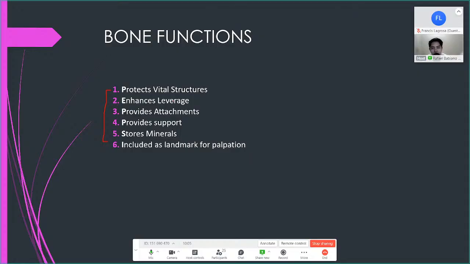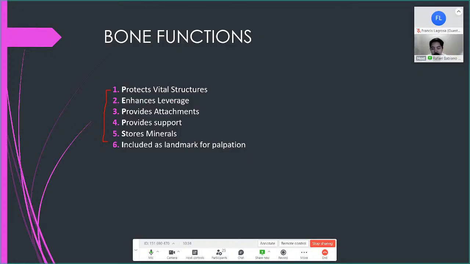Okay, like for example, if you are punched, they don't easily damage your organs unless, of course, the force is too strong. But in general, they protect the vital structures in our body. Just like your brain, we have the skull for protection, so that when you are hit in the head, your brain is not easily damaged, unless, as I said, it's a strong force.